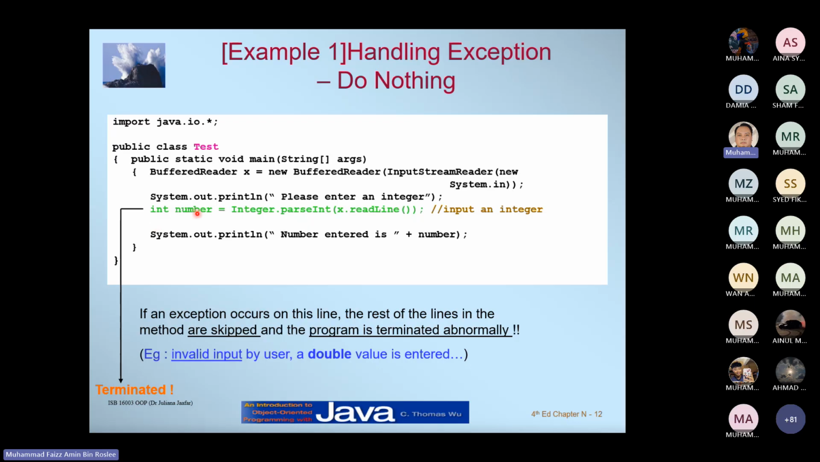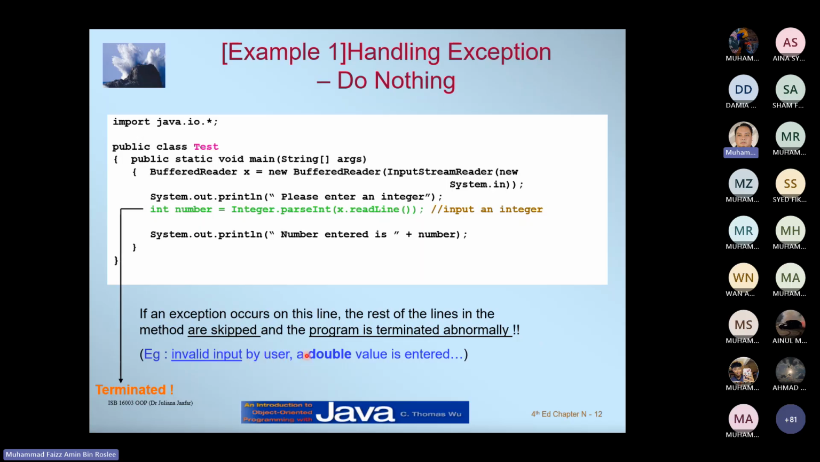You declare an integer number equal to Integer.parseInt with the value of x.readLine. So an input of integer. Then you will display the number entered by the user. If an exception occurs on this line, integer number, the rest of the lines in the method are skipped and the program will terminate abnormally. For example, invalid input by user.